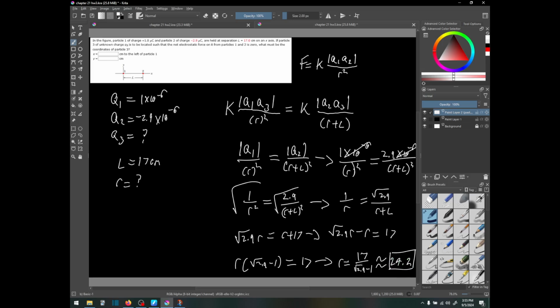This is going to be our distance x to the left of particle 1. Because they said to the left of particle 1, we can keep it as 24.2. If they didn't say that, we could say that x equals negative 24.2. And the distance y is going to remain 0. It's not going to be up or down; it's going to be directly along the x-axis. So that is the answer for this problem.